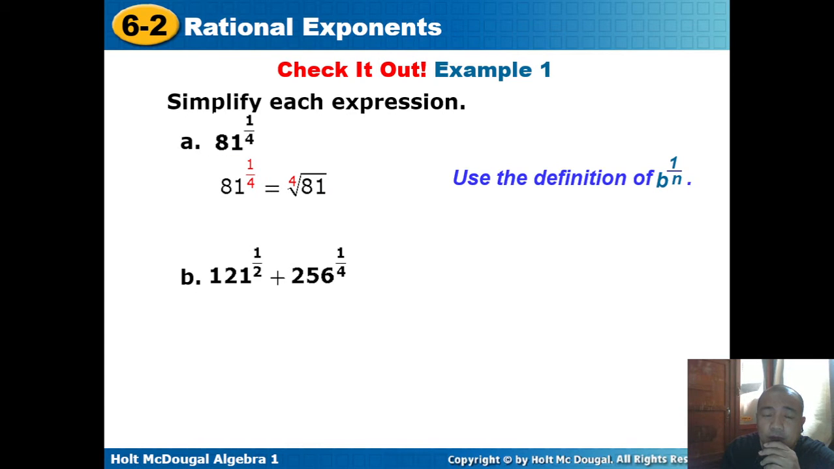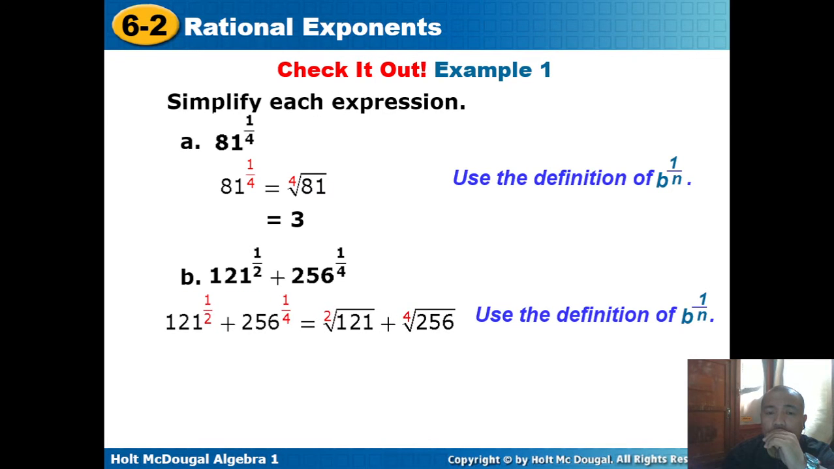It means the fourth root of 81, which is equal to 3, because 3 times 3 times 3 times 3 is 81. Okay. How about letter B? 121 raised to 1/2 plus 256 raised to 1/4. It means the square root of 121 plus the fourth root of 256.